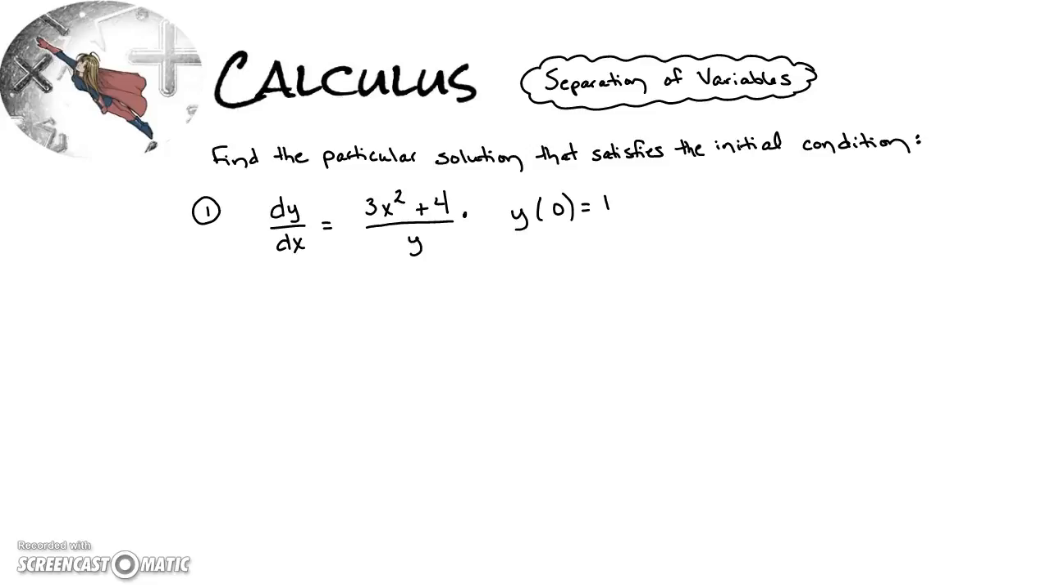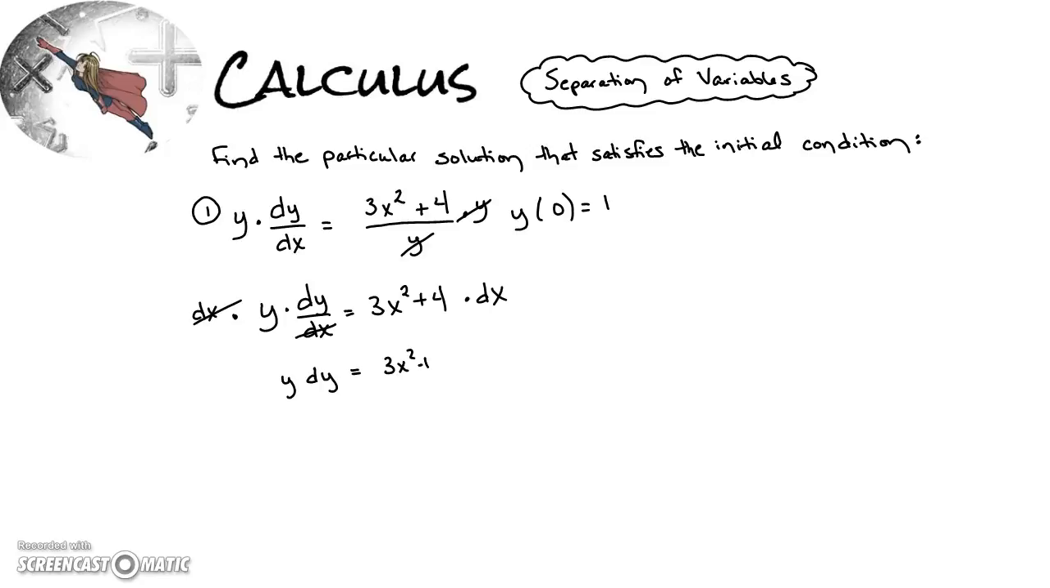So in this problem, I can multiply both sides by y. That'll get rid of that. So that'll give me y times dy dx equals 3x squared plus 4. Then I can multiply both sides by dx because that has an x in it and I want all my x's on one side. So that's going to cancel that. So now what I have is y dy equals 3x squared plus 4 dx.